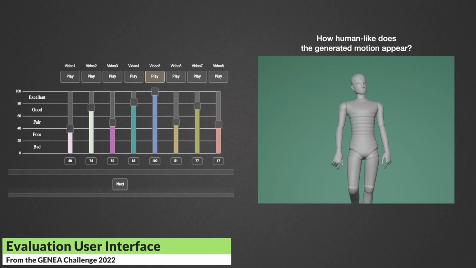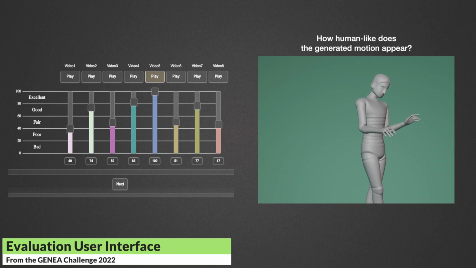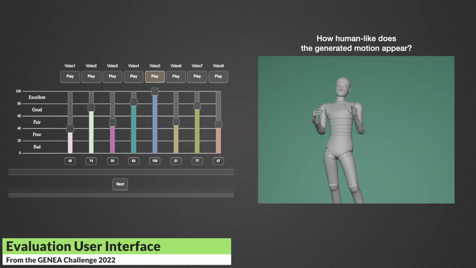A common example of an objective metric would be a distance to the ground truth, where the gesture sequence that is predicted by the model is compared to the gesture sequence in the dataset, and we calculate the Euclidean distance between the two. A typical subjective metric would be how human-like the motion is perceived, and this one is usually calculated by a user study. Another example of a subjective metric is appropriateness to speech.